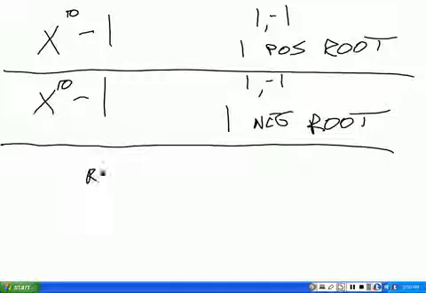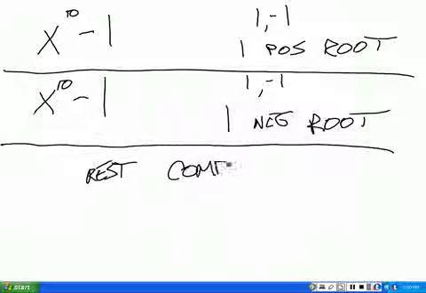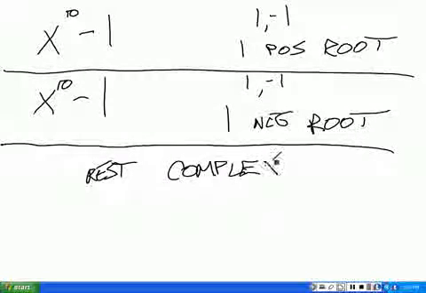And the rest of the roots are all complex. Of course, it does have 10 roots, but that's not something that we conclude using Descartes' Rule of Signs. Let's do one more example.